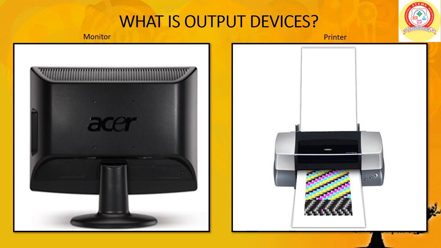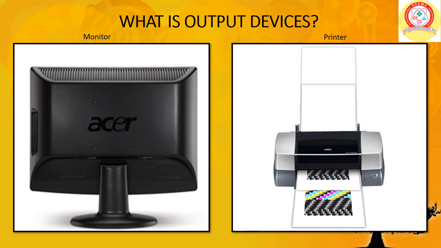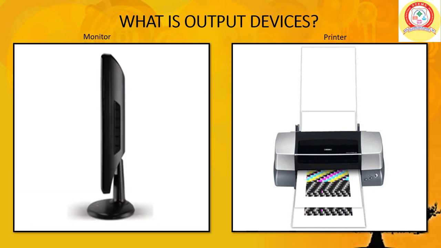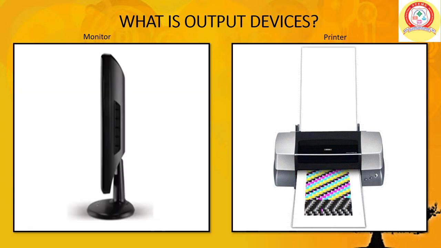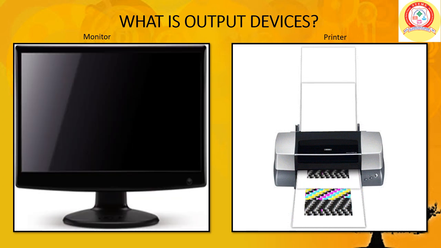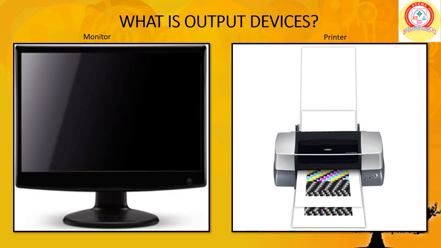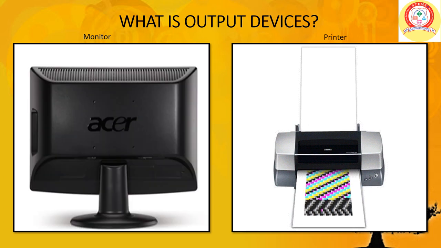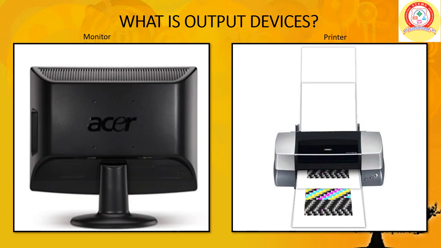Now, children, let's talk about the monitor. A computer screen is called a monitor. Children, you can see a monitor looks like a TV screen. A monitor is also called VDU, that is visual display unit. It displays the result of the task performed by the computer. You can also watch movies, cartoons and films on a monitor. The output displayed on a monitor is called a soft copy.